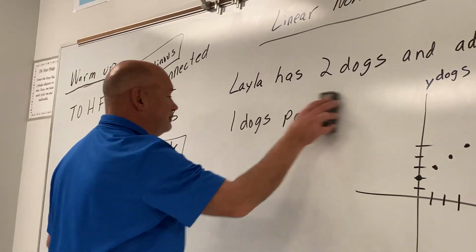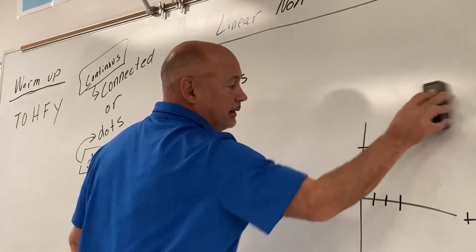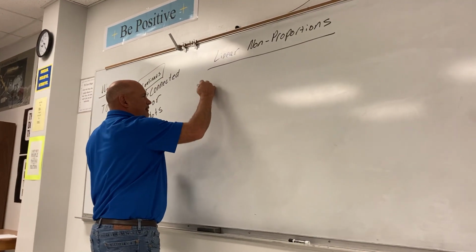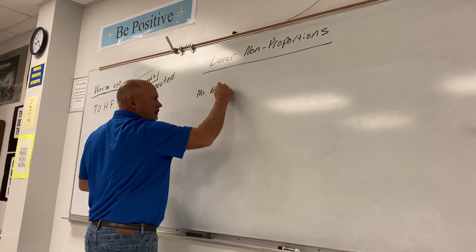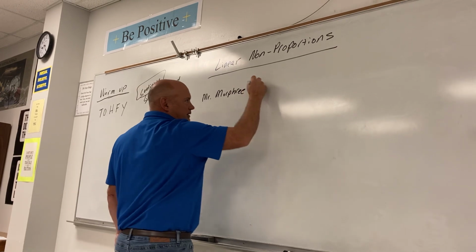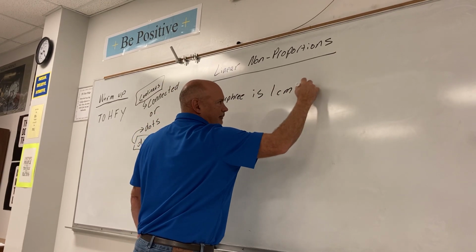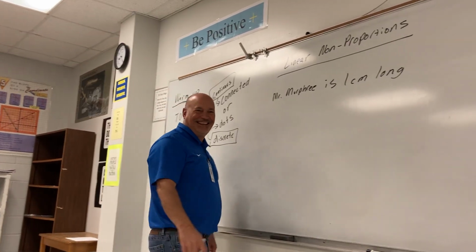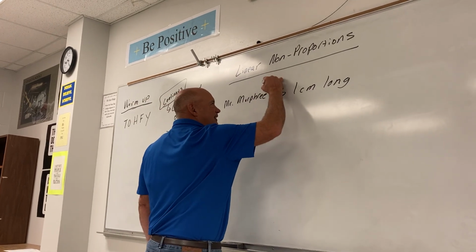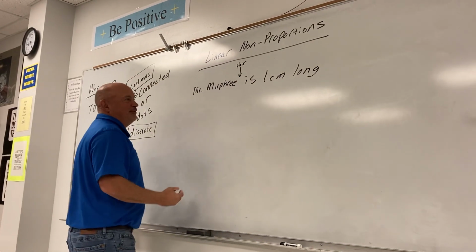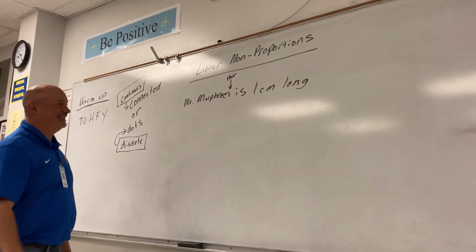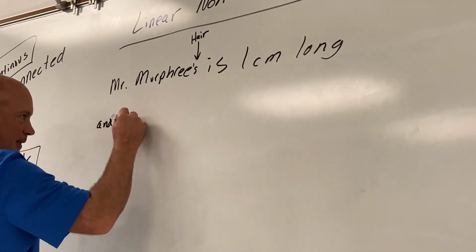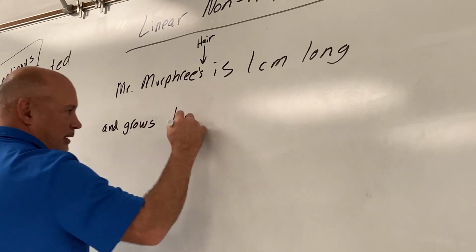Let's look at another one. Mr. Murphy's hair is 1 centimeter long. Quit laughing. Facts are facts, people. Right here. Oh, sorry. It's because there's not much. Mr. Murphy's hair. All right. It's 1 centimeter long and grows 1 centimeter per week.